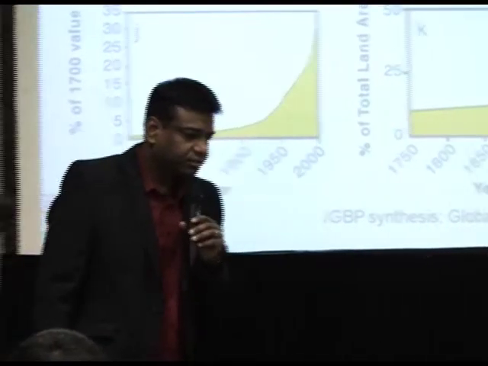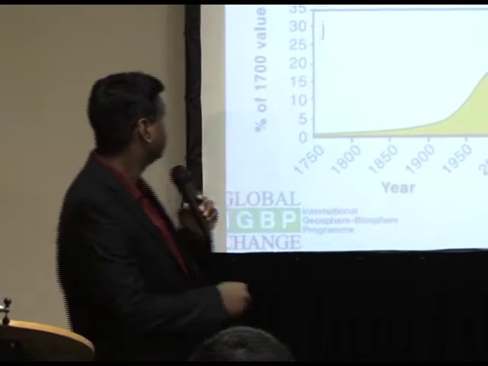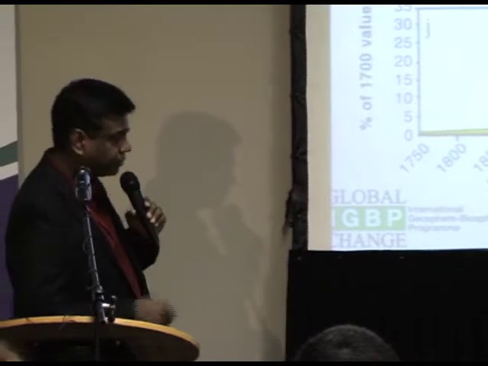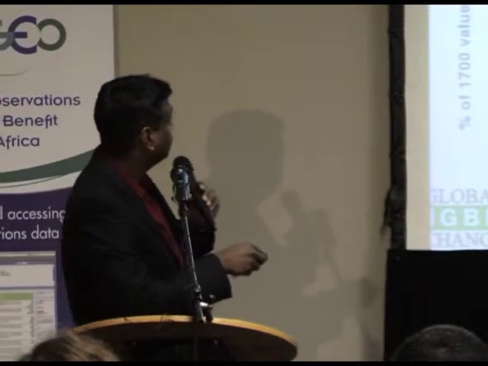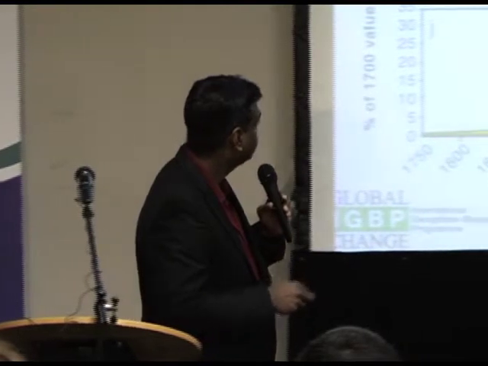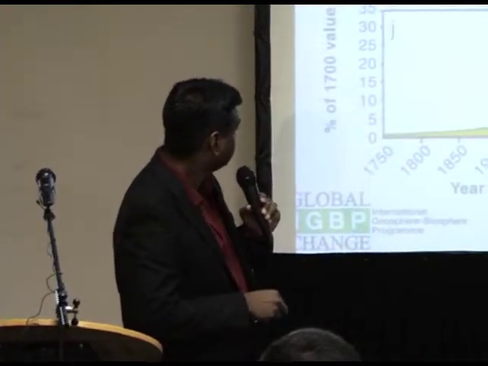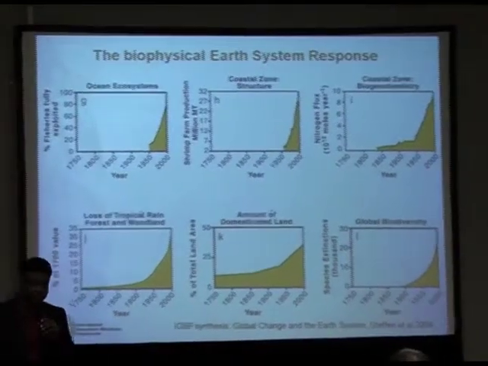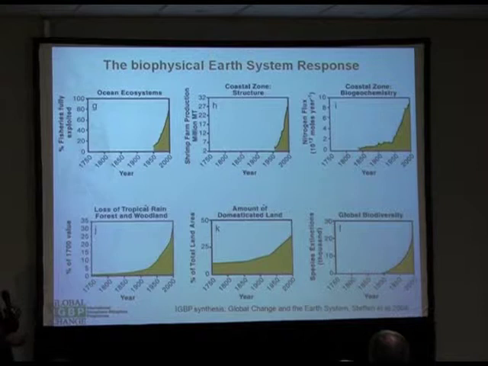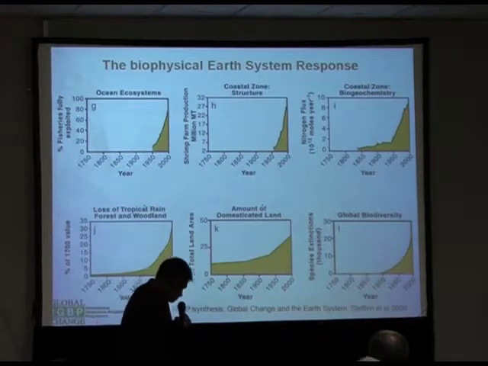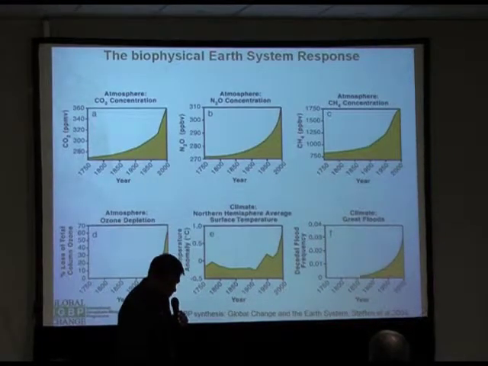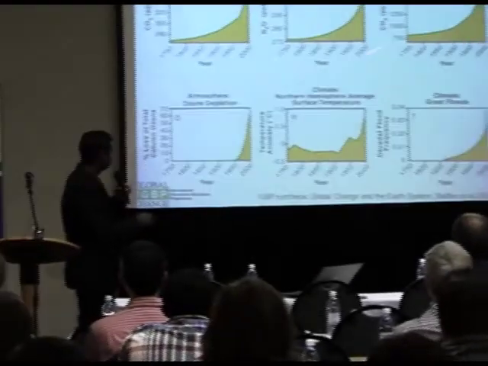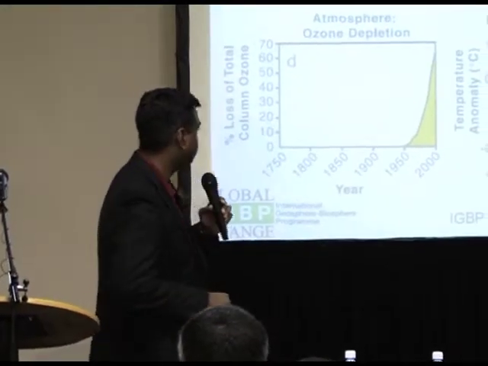And then if you look at the biophysical system, a whole series of other platforms, the fisheries that were fully exploited also kicked off in the 1950s. Coastal zone structures, loss of tropical rain forest, domesticated land, global biodiversity measured by species extinction. All of this kind of kicked off around about the same time in the 1950s. And then some effects on the atmosphere. Again, I'm not going to go through the individual parameters, also around about the 1950s.